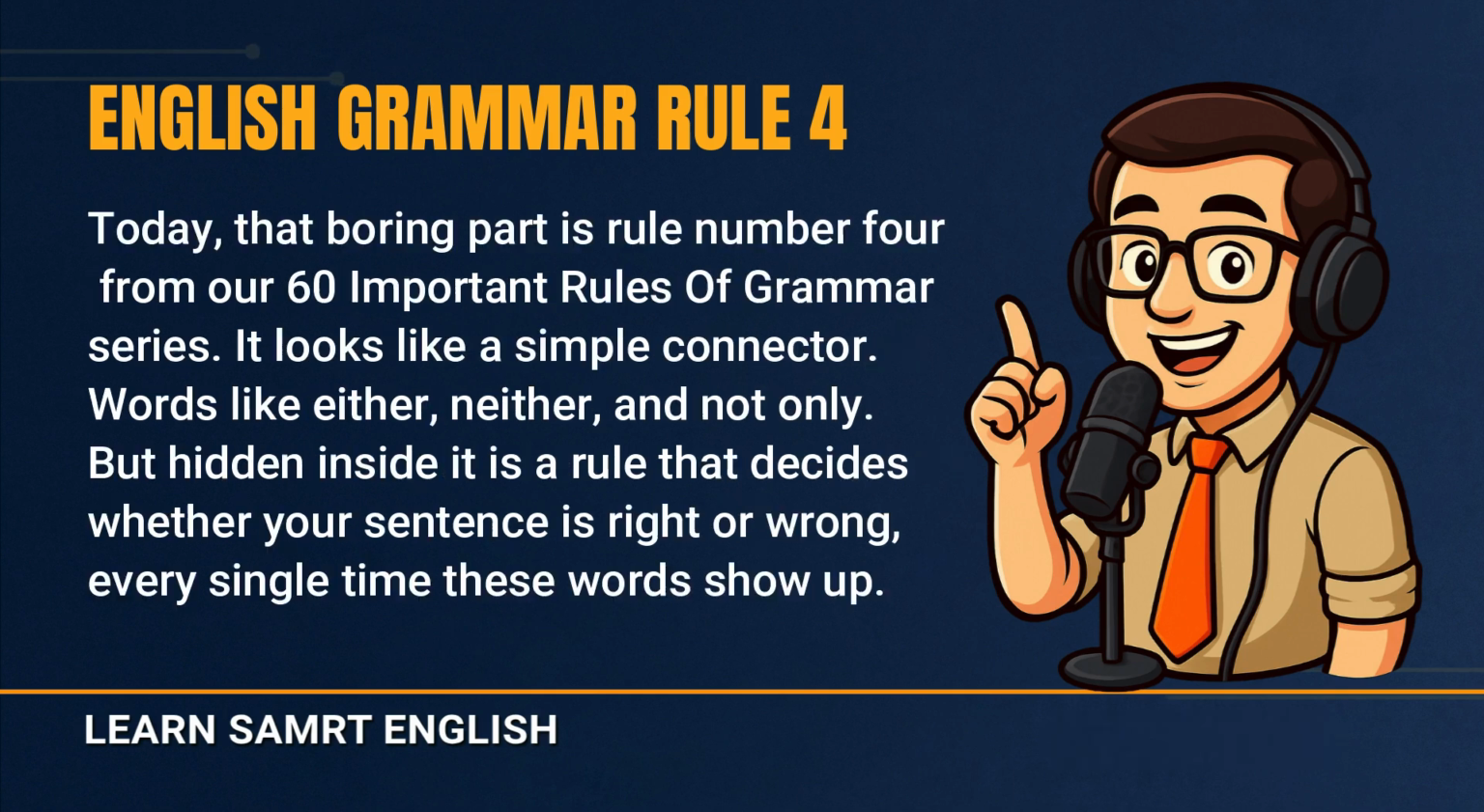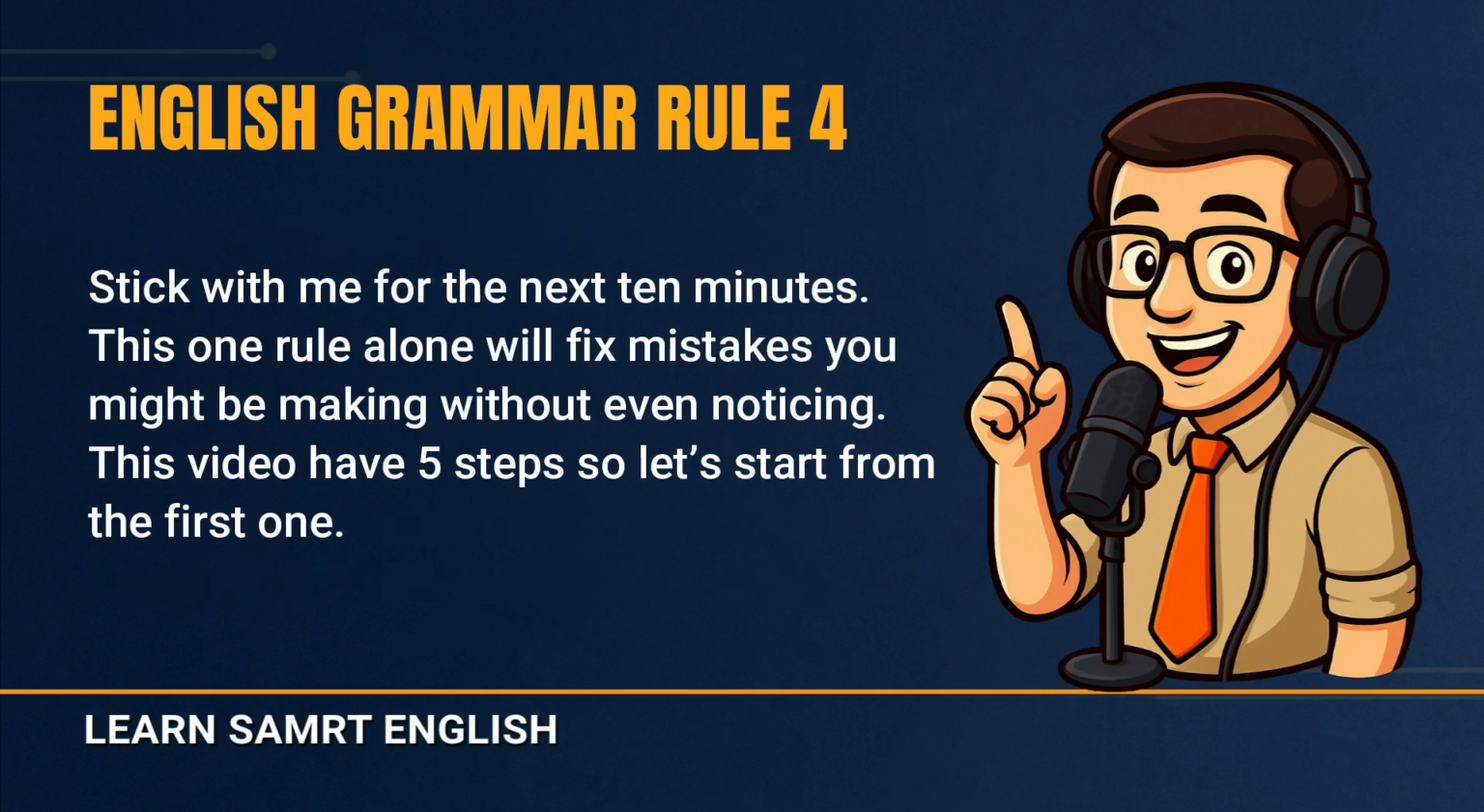everyone else skips. Today, that boring part is rule number 4 from our 60 Important Rules of Grammar series. It looks like a simple connector, words like either, neither, and not only. But hidden inside it is a rule that decides whether your sentence is right or wrong every single time these words show up. Stick with me for the next 10 minutes. This one rule alone will fix mistakes you might be making without even noticing. This video has 5 steps, so let's start from the first one.